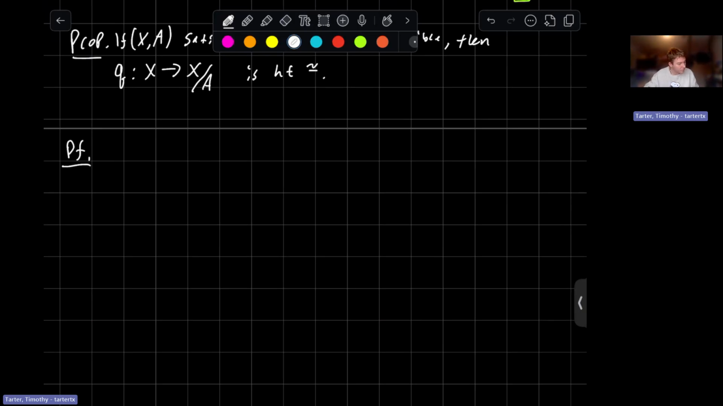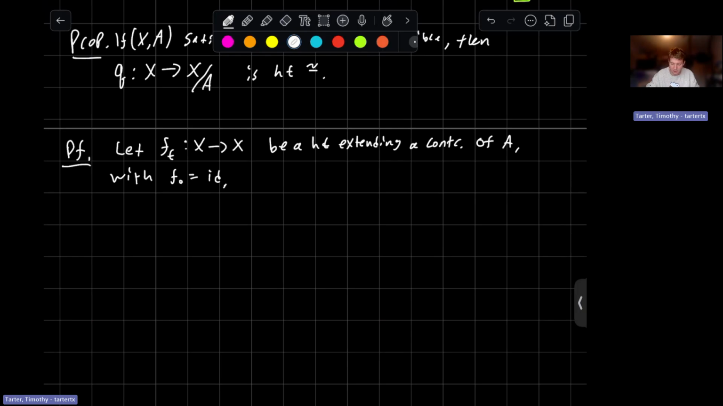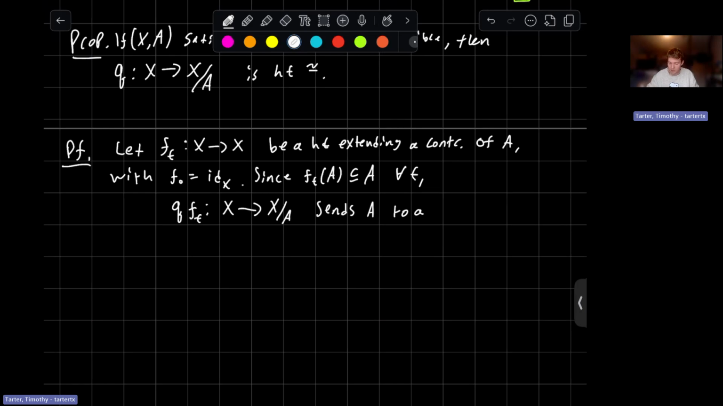So let's prove it. Let f_t from X to X be a homotopy extending a contraction of A, with f_0 equal to the identity on X. Then, since f_t of A is contained within A for all t, the composition q f_t from X to X mod A sends A to a point.